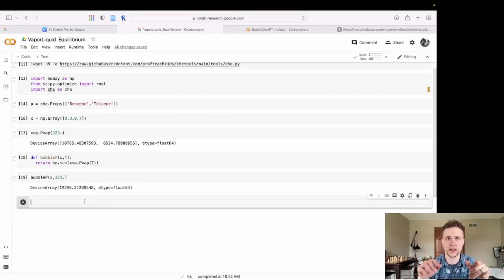And so what we should find is, if the given pressure is 19,290 pascals, what should the temperature be for that first bubble to form? Well, it should be 323 Kelvins. So let's go ahead and define our equations and set up our functions here, and then use the root solver so that we can see if we've done it properly. We should be able to input 19,290 pascals for our pressure, and it should pump out 323 Kelvins if we've done it correctly.